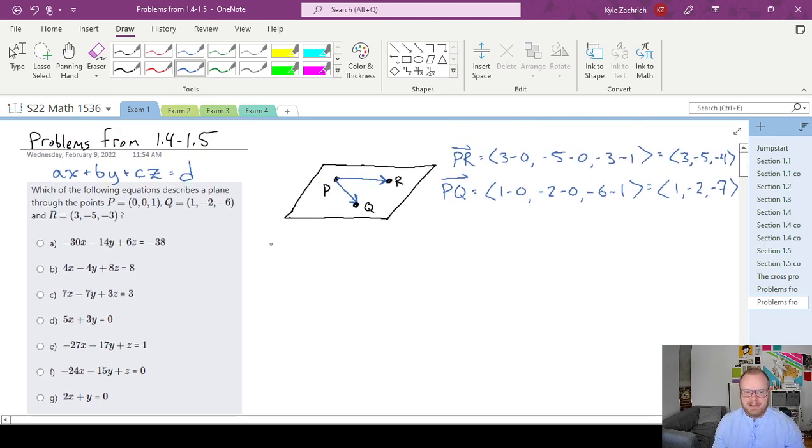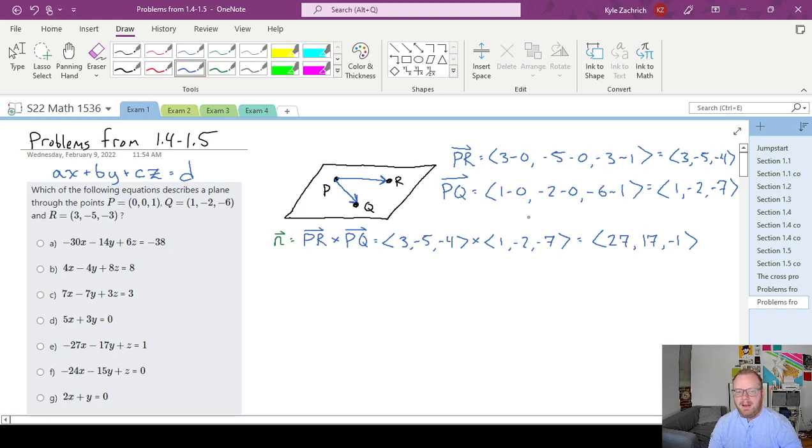Okay. So these two vectors, next up is taking the cross product of those two vectors to get our normal vector. So that normal vector is going to be PR crossed with PQ. I'm going to take that over to GeoGebra and type in cross of those two vectors. And I've already done that ahead of time, but what I get there is 27, 17, negative 1. Positive 27, positive 17, negative 1. And that's my normal vector, right? Taking the cross product of those two gives me a vector that's perpendicular to both of them. So that's my normal vector.